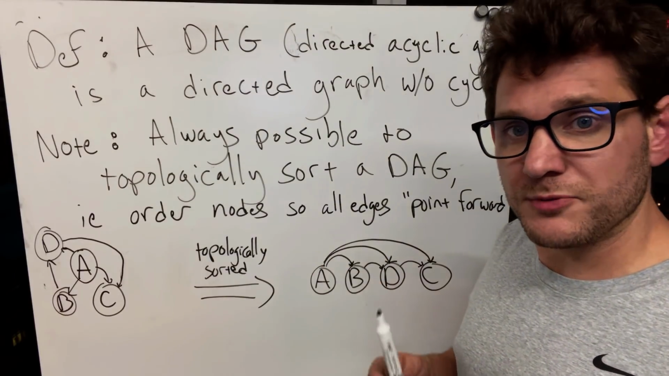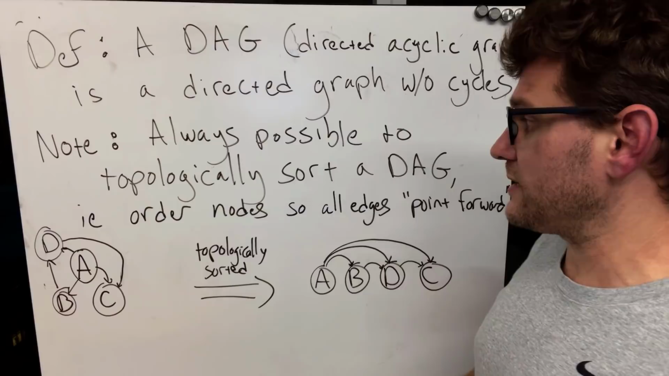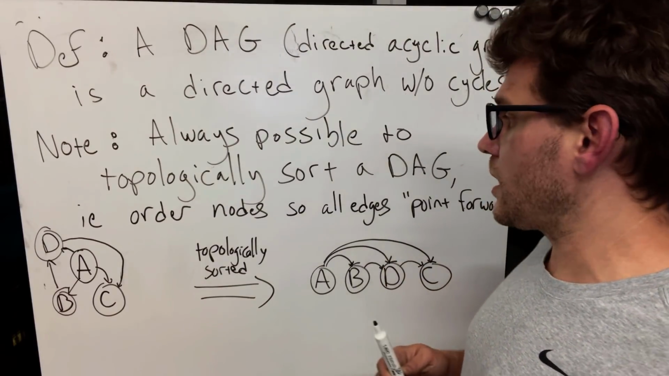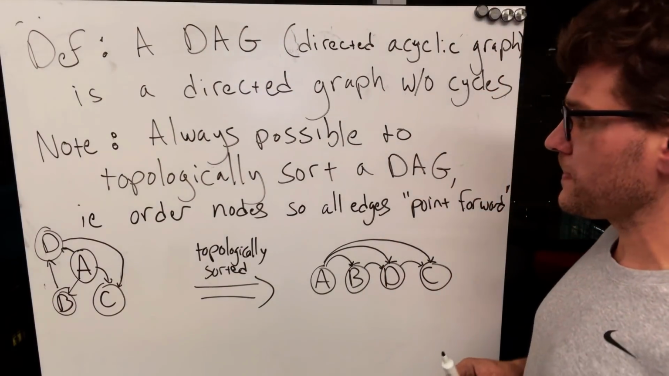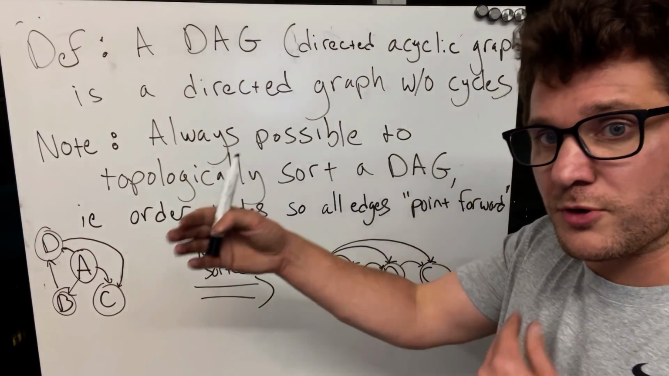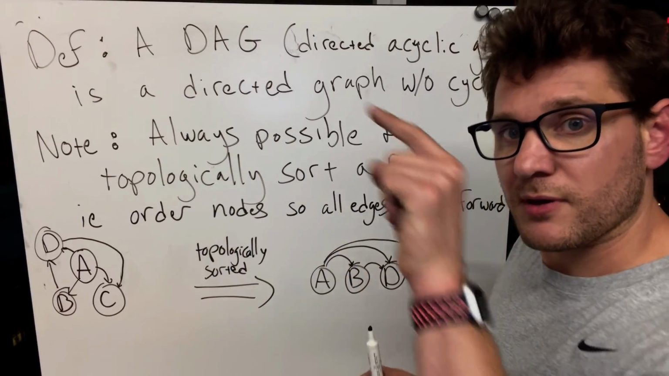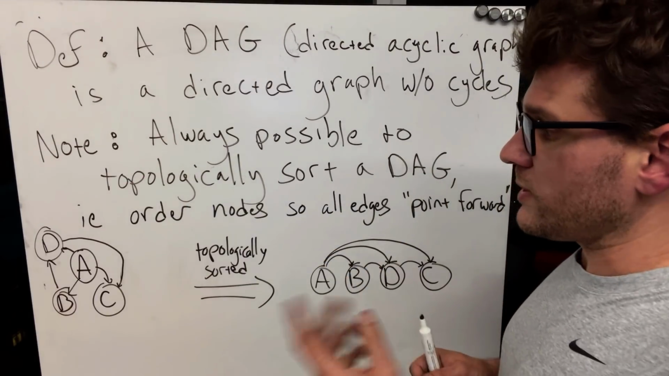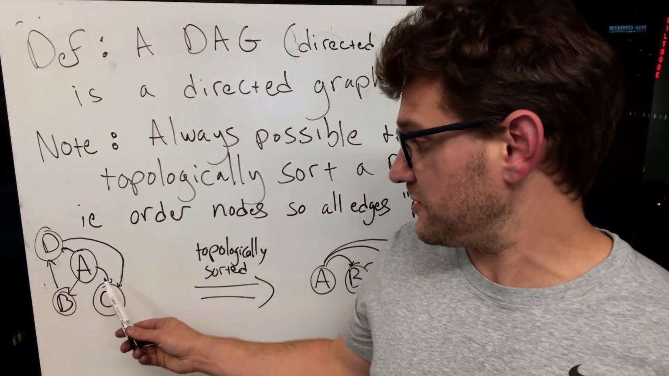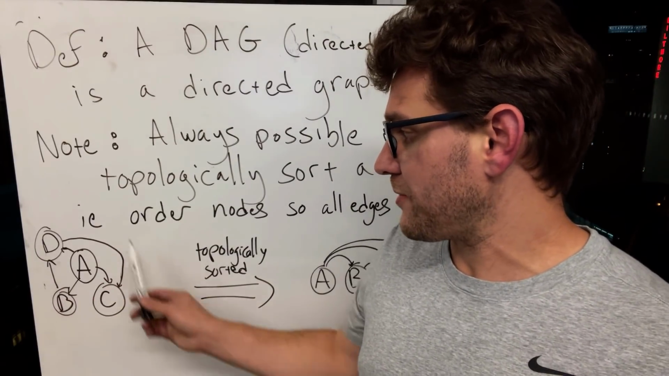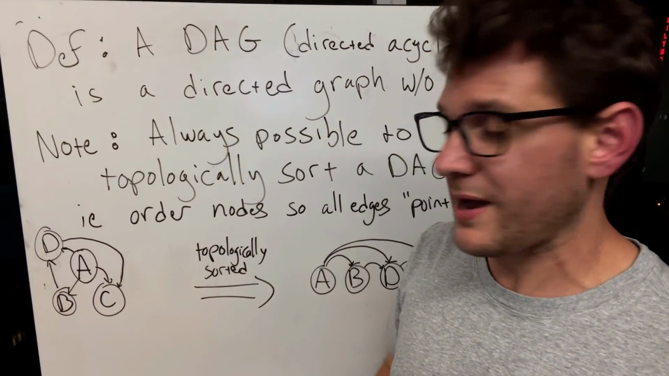Note, it's always possible to take a DAG and topologically sort it. So what does topologically sort mean? It means that once you order the nodes in a certain order, all of the edges are pointing in the forward direction. So here's an example. This is a DAG right here. You'll find that there are no cycles if you look carefully at this graph.